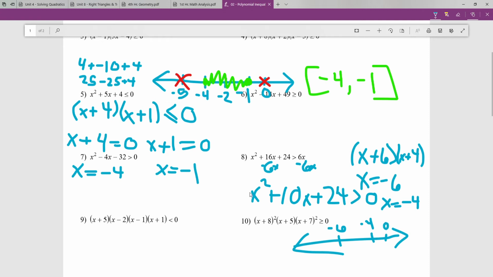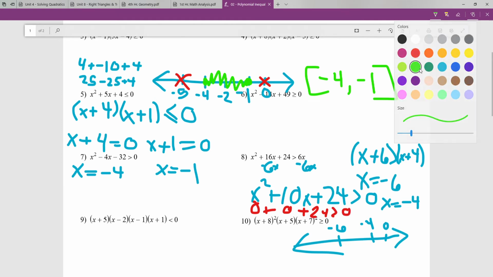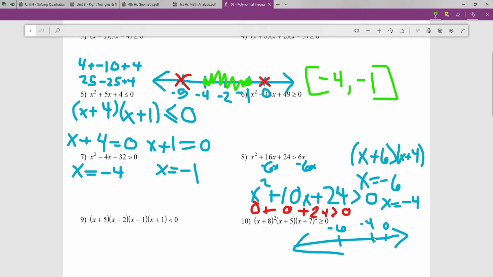side of the -4. So if I plug in 0 for these two, that's going to make them 0, right? 0 plus 0, and it's not going to change that 24. Now, is 24 greater than 0? Of course, it is. So that 0 does in fact work. That's good. So that means everything on this side of that -4 is going to work.